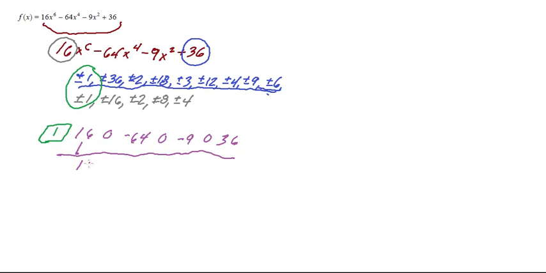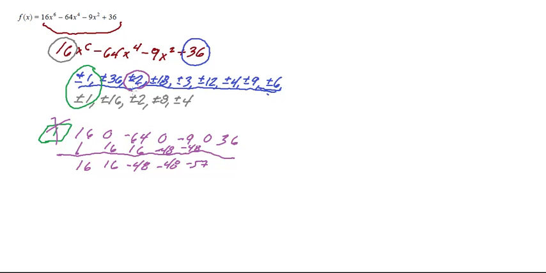I bring the 16 down, multiply that by 1, I get 16, simple enough so far. Negative 48, negative 48, negative 57. I think at this stage it's pretty obvious that I'm not going to end up getting a 36 here, so I know 1 is not the winner. I like to try out a whole bunch of integers first, and since 1 wasn't going to work out, I feel pretty confident 36 won't either.